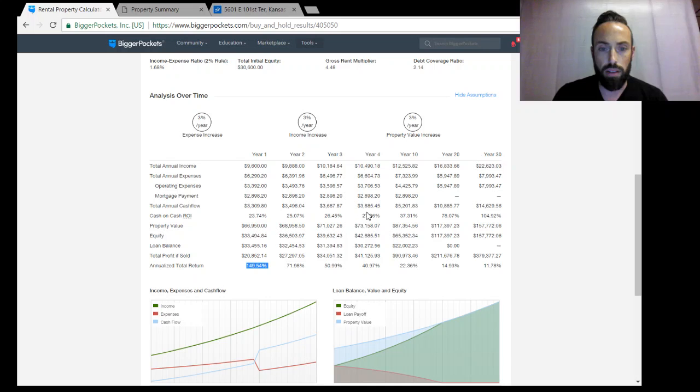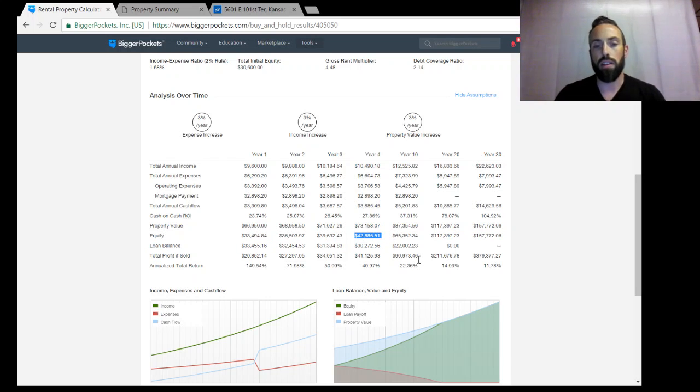So you can see here in year 4, property value has gone up by 3% each year. Now again, you can't bet on that, but it's very likely. So basically in 4 years that property is going to be worth 73. You've paid your loan down a little bit, so you were at 33 when you bought it, now you're down to 30. So in year 4 you have about $42,000 in equity in that property.